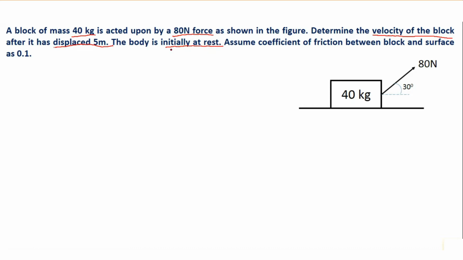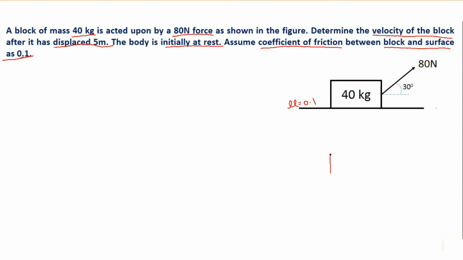This is also an important point: the body is initially at rest. Assume the coefficient of friction between block and surface as 0.1. That means we are given that between the block and the surface, the coefficient of friction is 0.1. Starting with the solution, we said that the first step in any problem of this kind will be to draw the free body diagram. So let us start with that.